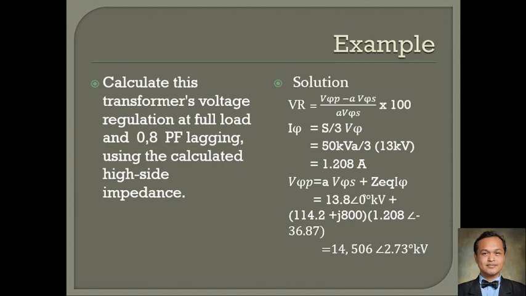To get the phase voltage at the primary, it is equal to the turns ratio times the phase voltage at the secondary plus the Z equivalent times the phase current. Substituting all the values, it shows that it is equal to 14,506 angle of 2.73 kV.